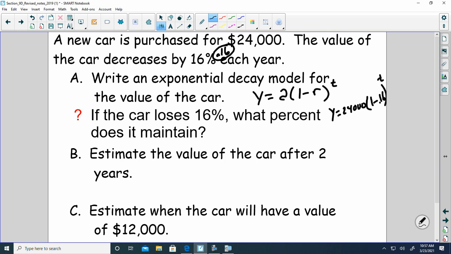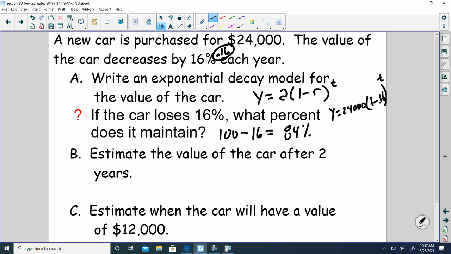If the car loses 16%, what percent does it maintain? So if it loses 16%, I'm going to go 100% minus 16%. So that's going to give me 84%. It means it's worth 84% of what it was worth the year before. So from last year to this year, it's worth only 84%. For next year, it's worth 84% of what it was this year. The following year is 84% of the previous year.